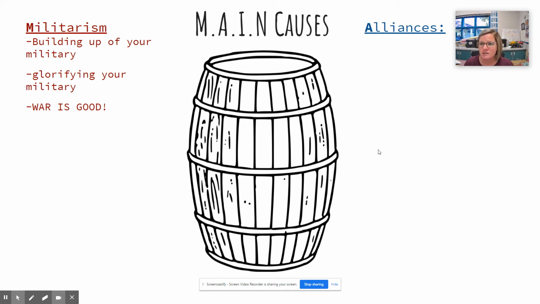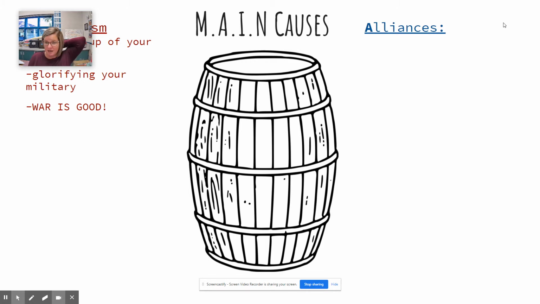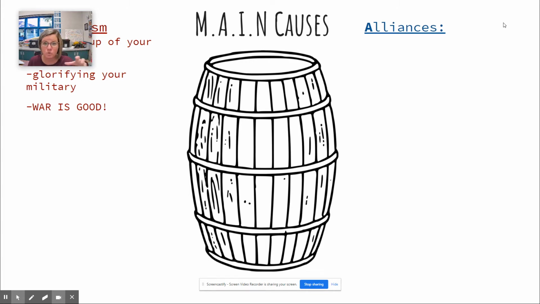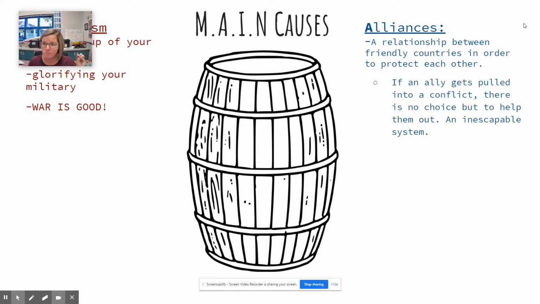Okay, the next one is going to be alliances. Let me move myself over. An alliance is basically teaming up with somebody to build a relationship. If one goes to war, the other one is going to go to war. I don't think I can go on to the next one yet. This is going to happen in Europe, and the way it happens is not just by saying, hey, you're cool, I'm going to become an alliance with you. It's going to happen for numerous reasons.